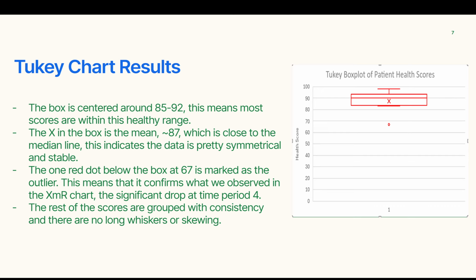So now let's go over the Tukey chart results. The box is centered around 85 to 92, as you can see right here. This means most scores are within this healthy range. The X in the box is the mean, which is roughly 87, which is close to the median line. This indicates the data is pretty symmetrical and stable. The one red dot below the box at 67 right here is marked as the outlier. That confirms what we observed in the XMR chart, the significant drop at time period 4. The rest of the scores are grouped with consistency and there are no long whiskers or skewing, as you can see.